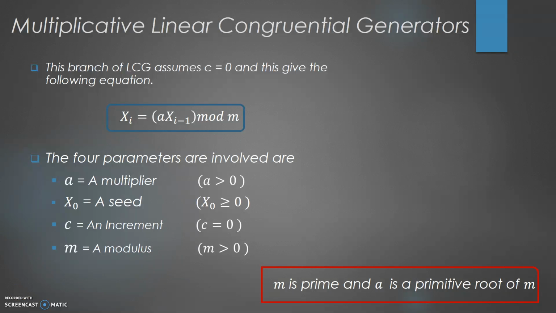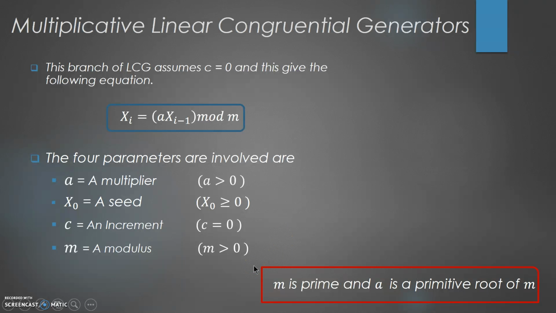The next one is the multiplicative linear congruential generator. That is also another branch of the LCG, but this one assumes that your increment is equal to 0. So for this one, there is no increment, and that is why the formula now changes to just your multiplier times R, i minus 1, mod M. I just repeated the 4 parameters to show that the emphasis is here: that C is equal to 0 in order for this case to hold.